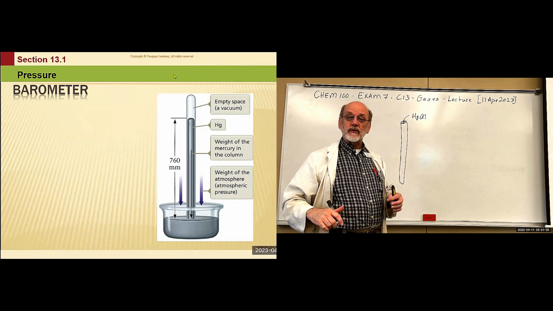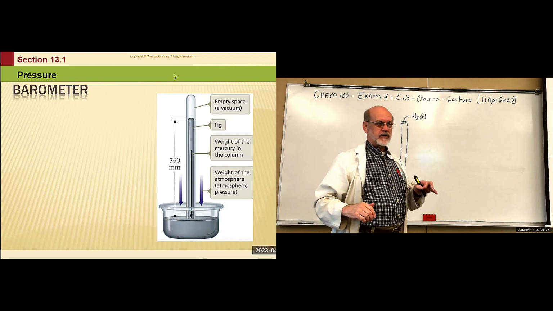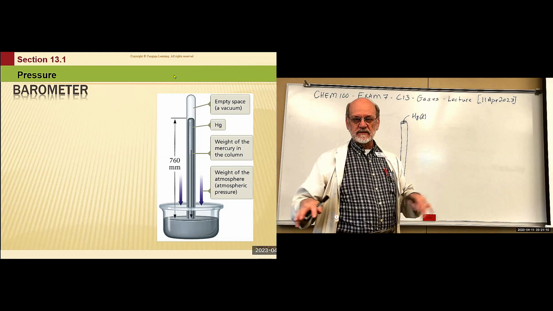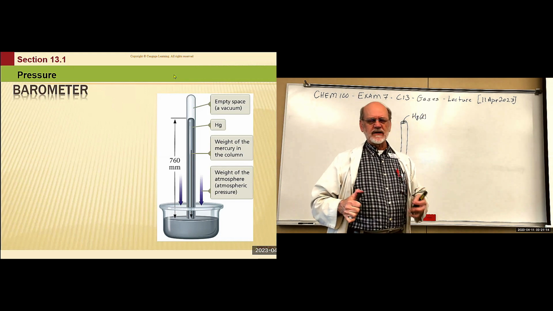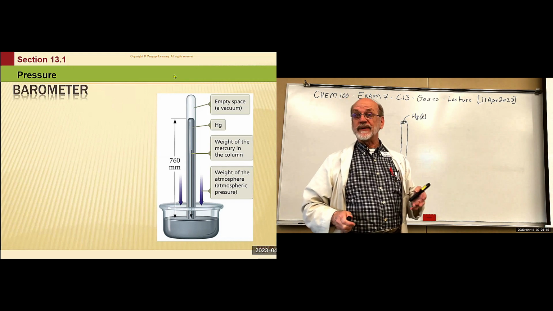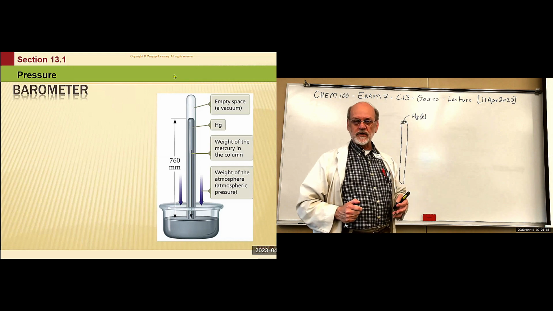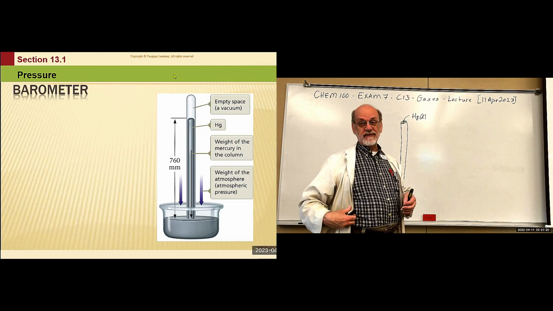Well, mercury was a liquid at room temperature. Mercury was readily available. I mean, it was all over the place. People back then didn't realize just how poisonous mercury could be. So it was used for a lot of things. In fact, it was used in medicine.